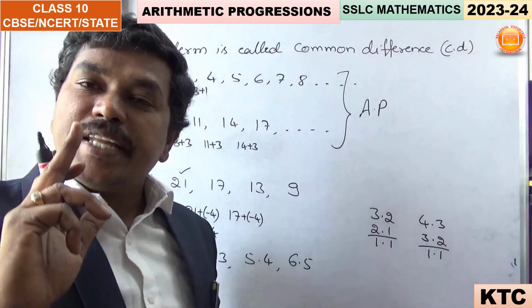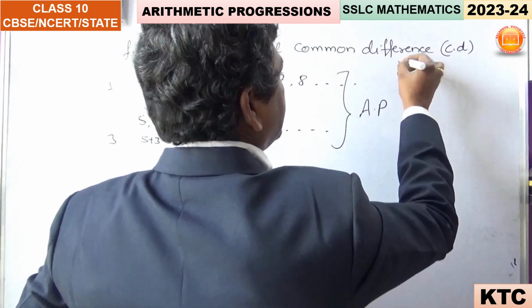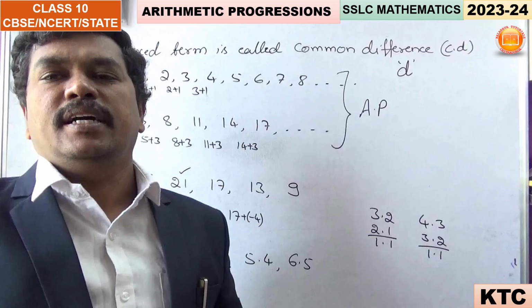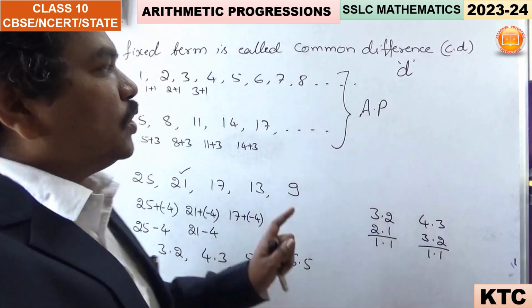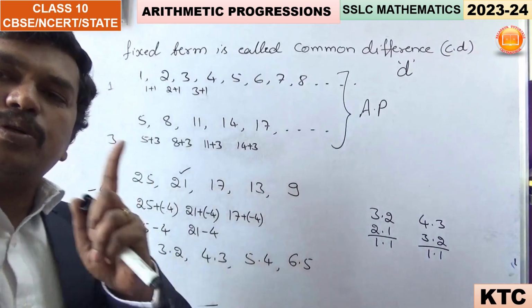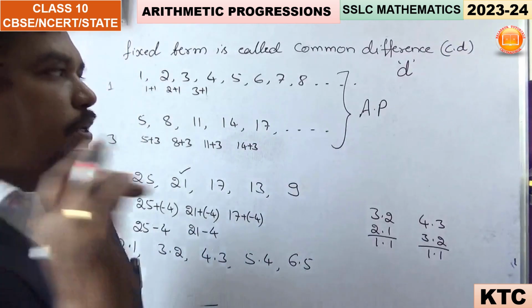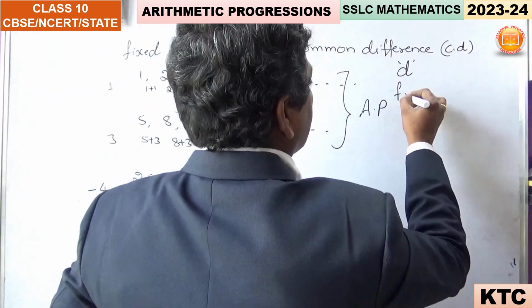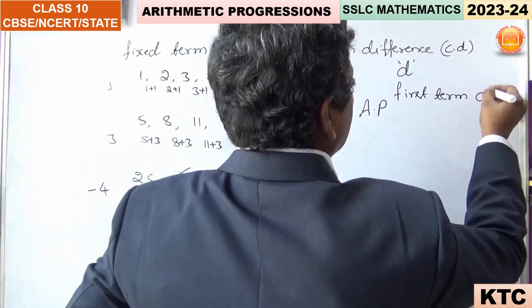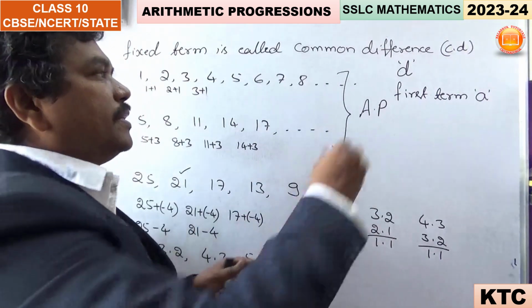And also which is denoted by which one? Which is denoted by the small d. Here the small d refers to the common difference in this arithmetic progression. So common difference is d, and for identifying we have to indicate the first term as small a. First term is small a and the common difference is d.